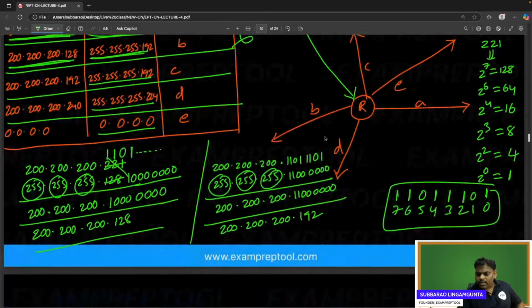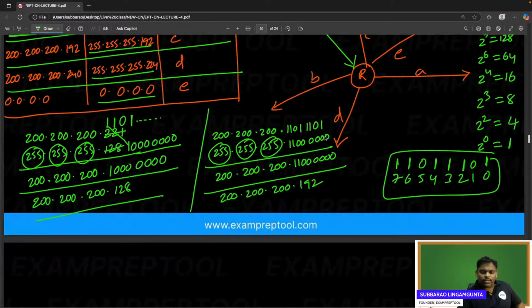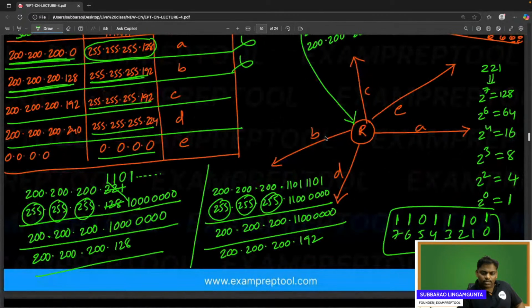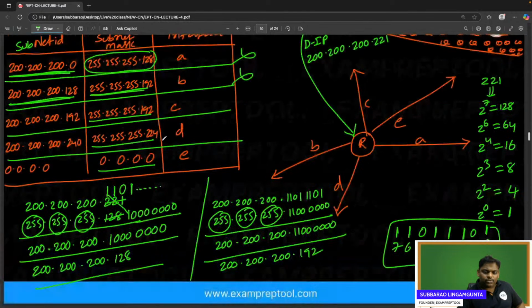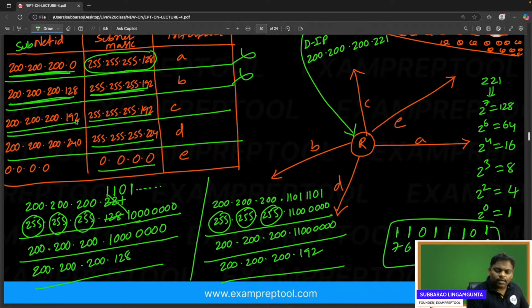Let's try for C. I think if you do C, it will match, because C also has the same subnet mask. If B has the same subnet mask, C also has the same subnet mask. If you do the AND operation, you will get the same, which is equal to this one. I think it is matching. So your packet will go with this destination IP via which interface? C interface. Via C interface it will go.